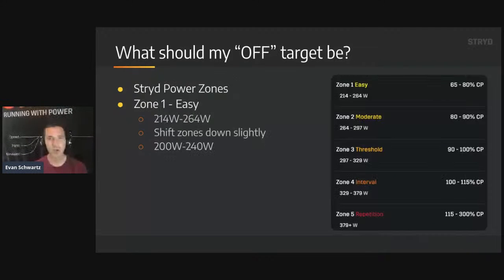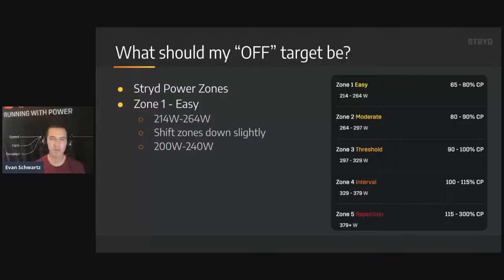What should my target for the off be? And this is definitely dependent on how you program a workout or how a coach might recommend a workout. For me, I look at my zone 1, my easy zone. Again, this is from Stryd Power Center, or I can use the Stryd mobile app for this. My easy zone is 214 to 264 watts. And that's a good starting point.